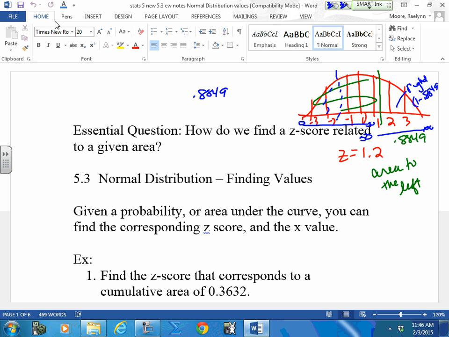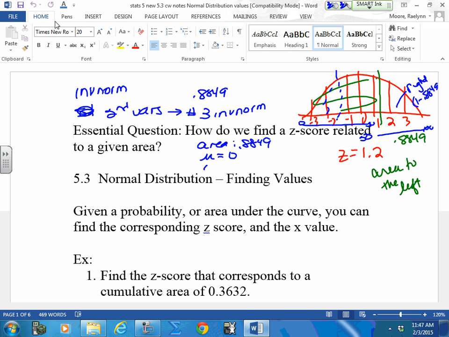Or you have a very nice calculator step, and this is the one step I always use my calculator for. It's called inverse norm. It does the inverse of my normal curve. You would find it under 2nd VARS, number 3. On the yellow calculators, the 84s, it's going to ask you for the area, 0.8849, the mean, 0, and the standard deviation, 1. We're on a standard normal curve. This will return the z-score.